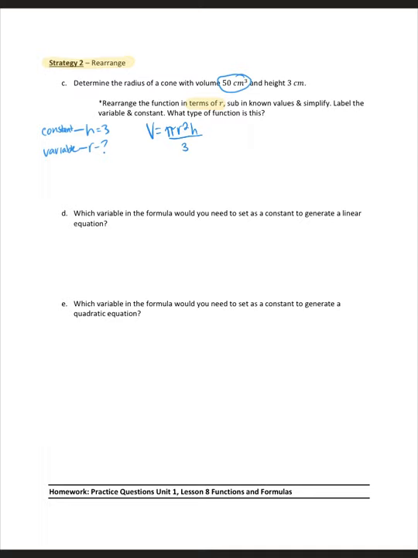So I'm going to start by bringing this 3 over here. So I'm going to have 3v equals pi r squared h. And then I'm going to divide both sides by pi h. Right, so then I have just my r squared left there. So 3v divided by pi h equals, and then the pi's on this side cancel out, the h's cancel out, and you're left with r squared.